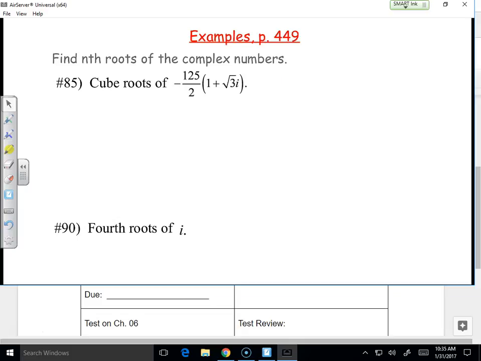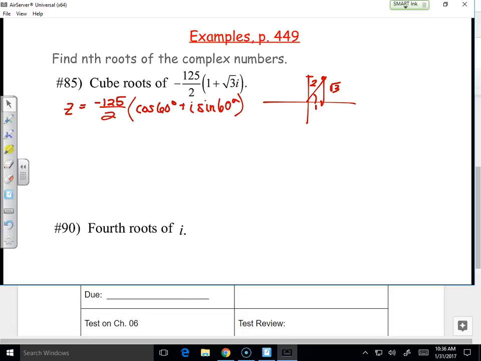So wouldn't I have to start by? No. Well, you have to. Can I cheat just a little bit? You guys okay with that? If I go over 1 and I go up root 3, is that somebody I should know? What angle is that? So we had to do a little bit of mathematical gymnastics, but now we have cosine of 60 plus i sine of 60. We were able to cheat and just graph and then figure out that 60-degree angle.